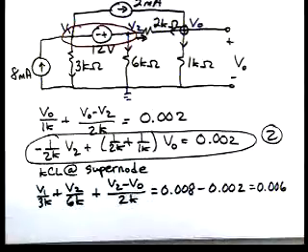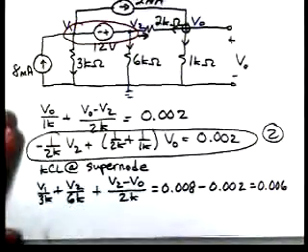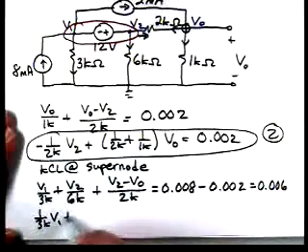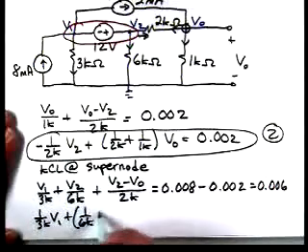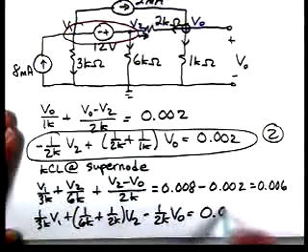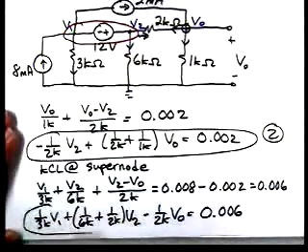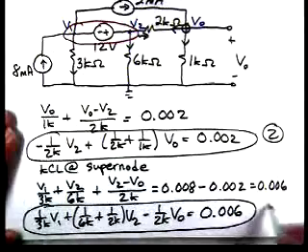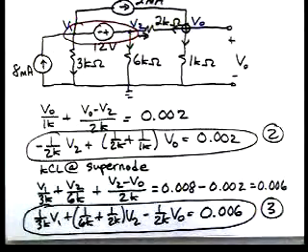And then if we collect up terms, we'll have 1 over 3K times V1, plus 1 over 6K plus 1 over 2K times V2, minus 1 over 2K times V0 is equal to 0.006. Here's our third equation.